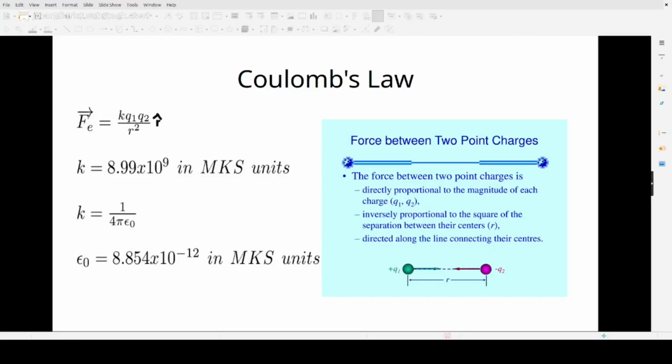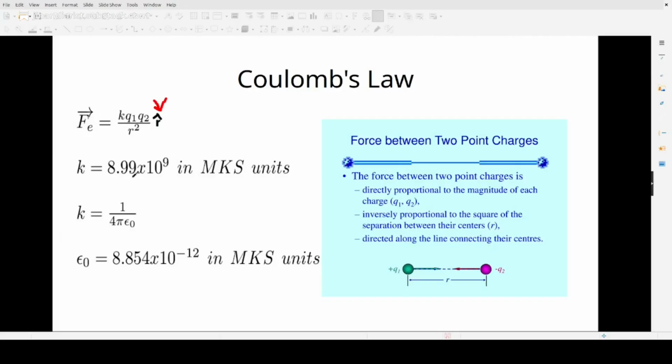Coulomb's law. Coulomb's law is for electrostatic forces. The electrostatic force, which I'm calling Fe, is k Q1 Q2 over r squared, in the r hat direction. r is the distance between them, and r hat is a unit vector that shows the direction along the distance between them. That sounds redundant, but it isn't, because later we're going to talk about magnetic forces that are perpendicular. Okay? k is the Coulomb constant.